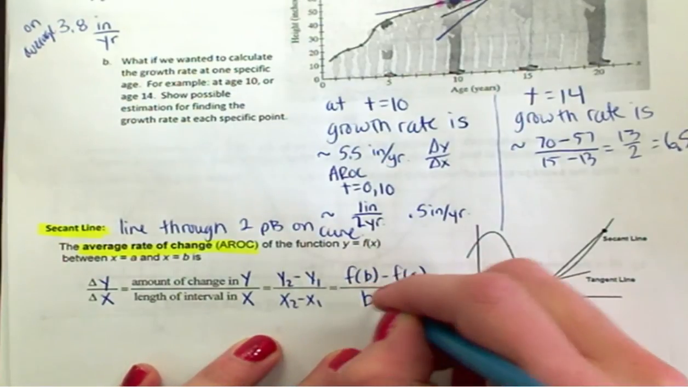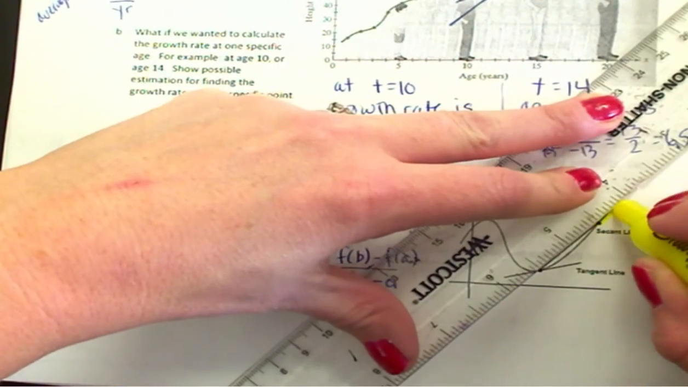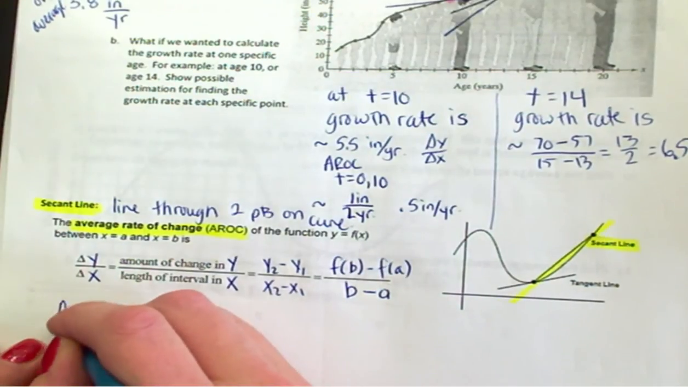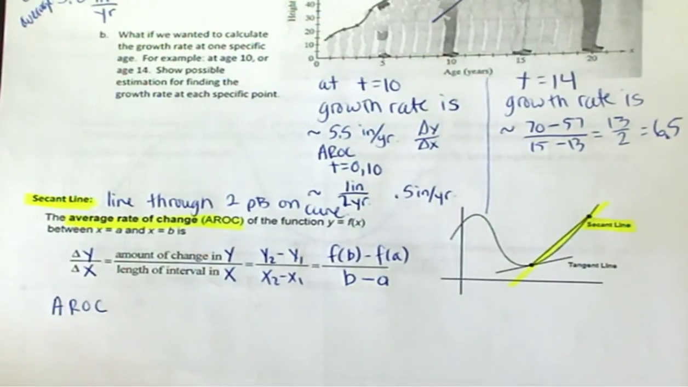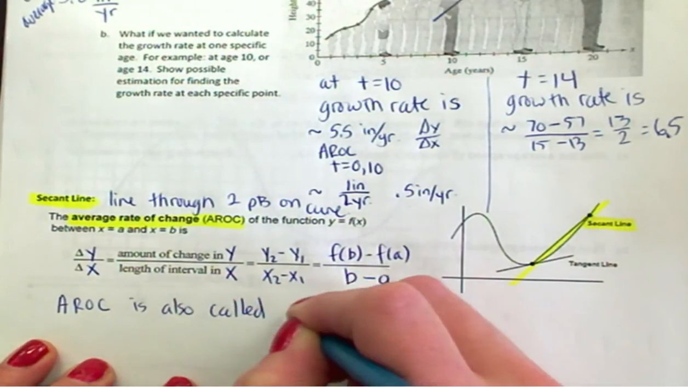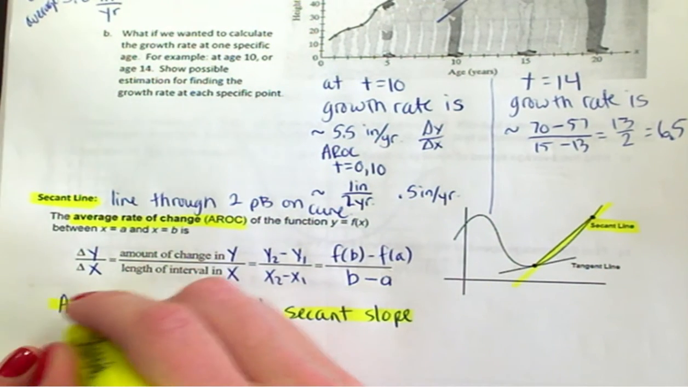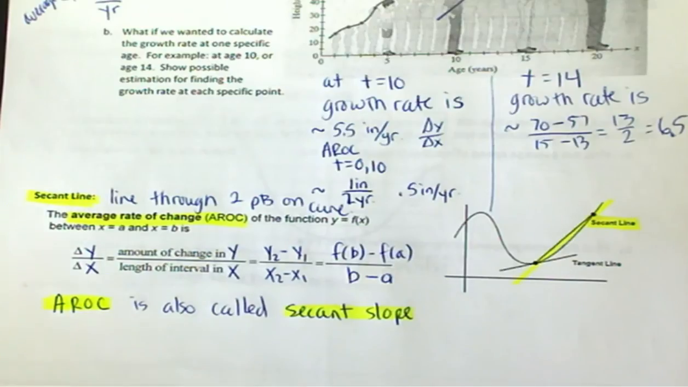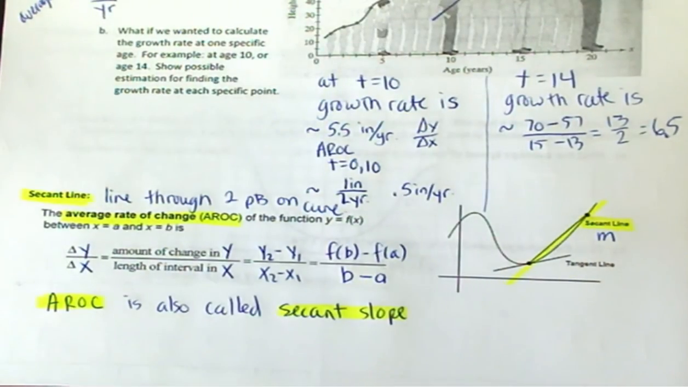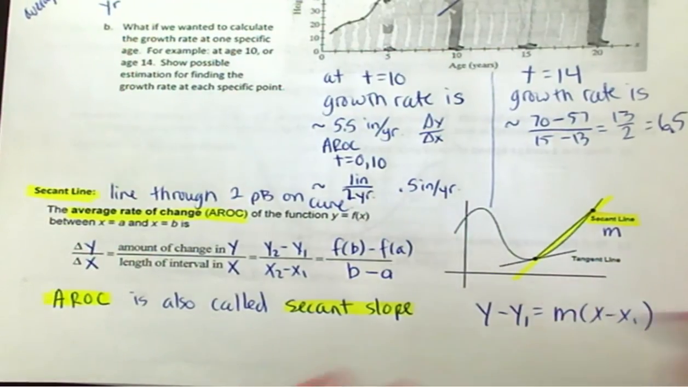Okay, and I'm going to highlight the secant line here because there's more than one vocab word. Secant line is the line through 2 points on the graph. The average rate of change is also called secant slope. A lot of these words are used interchangeably. They're all referring to the line that goes through 2 points on the graph. If I actually ask for the slope, I just want the slope of that line. Maybe I actually asked for the equation of a line. What's the equation of a line? That's the equation of a line.